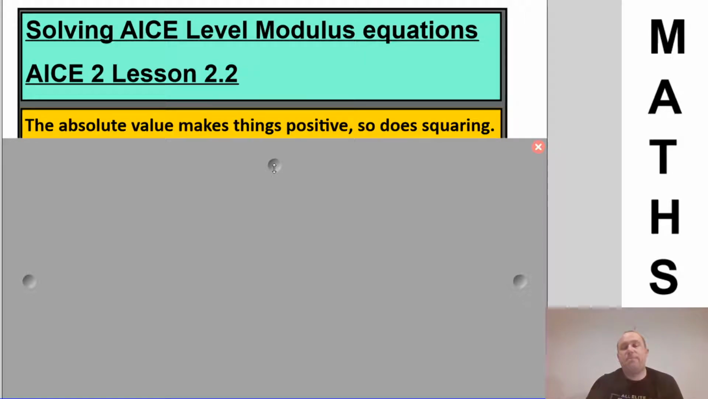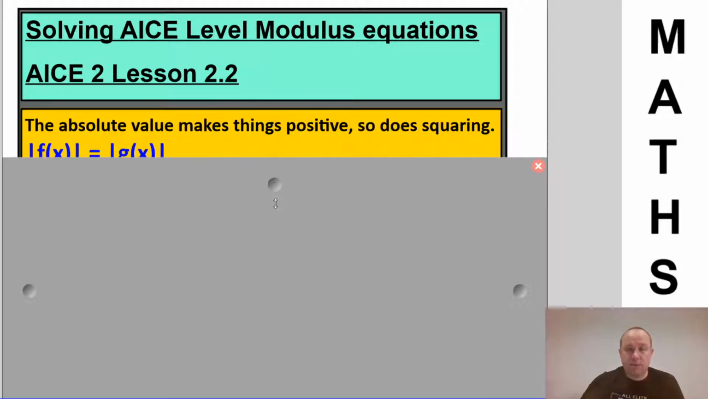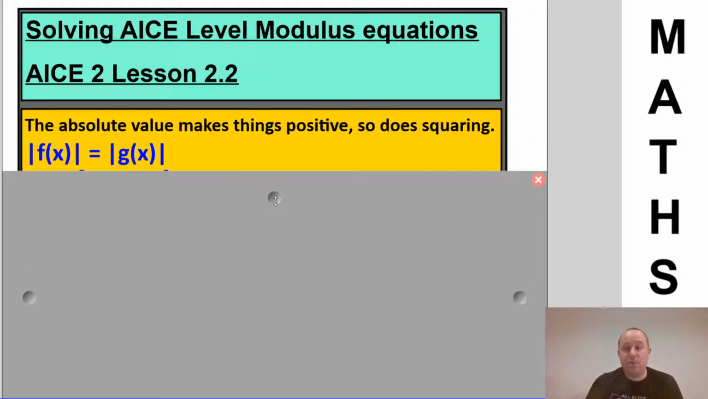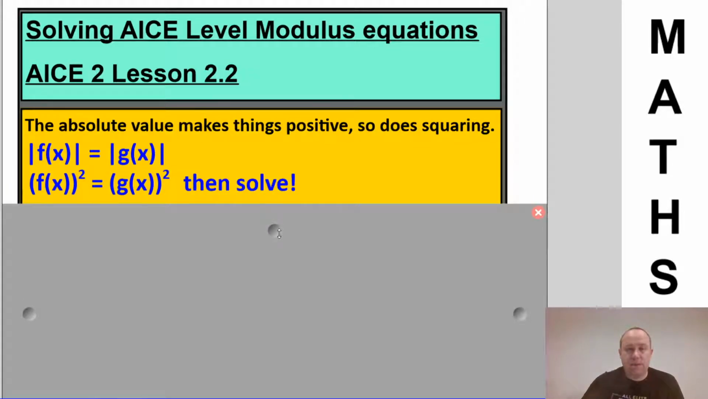So the absolute value makes things positive. Importantly, so does squaring something. So that new question, when we have two absolute values together and we have to solve them, what we're actually going to do is we're going to square both sides. We're going to remove the absolute value and then just square them.